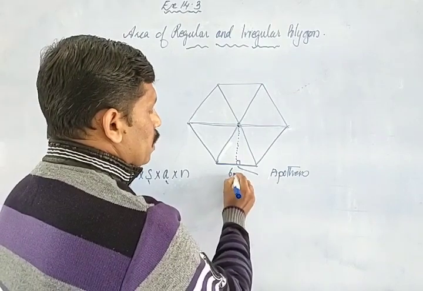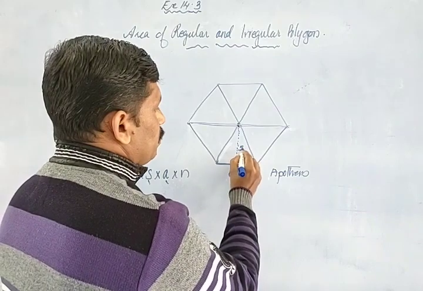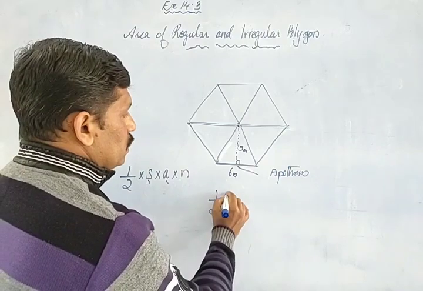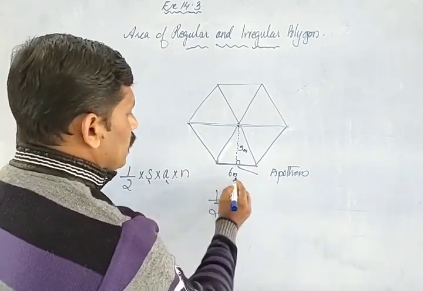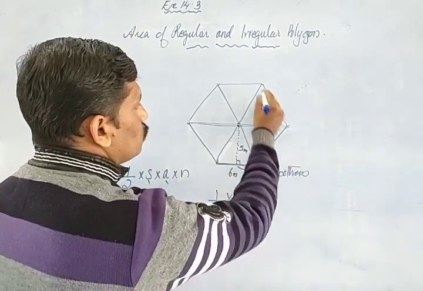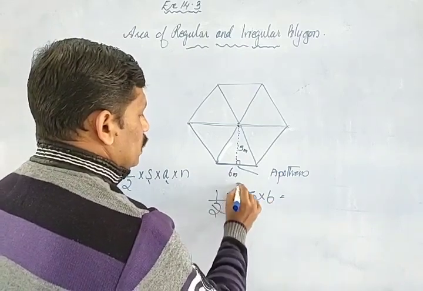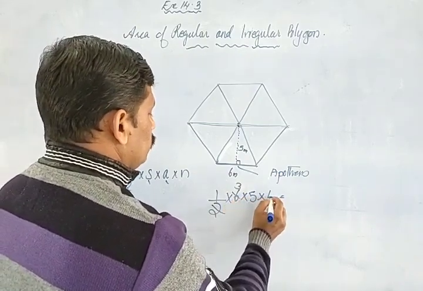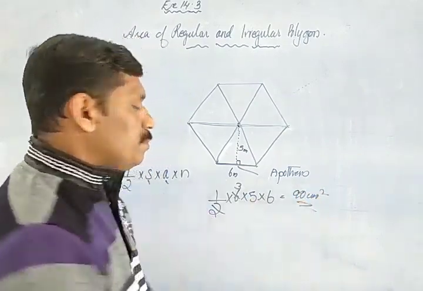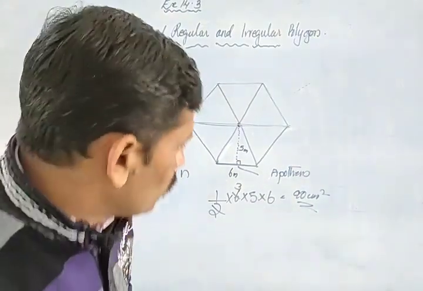Suppose the side is 6 centimeters and the apothem is 5 centimeters. Then its area will be half into the side length 6 into apothem 5 into the number of sides, 1, 2, 3, 4, 5, 6. That means 6. That is equal to 90 centimeter square. 90 centimeter square is the area of this regular polygon. So in this way we can find out the area of a regular polygon.